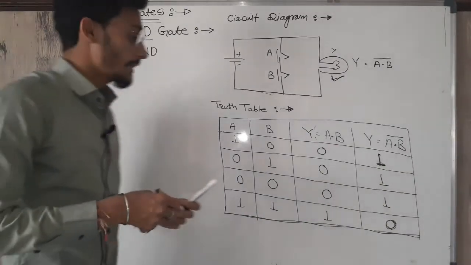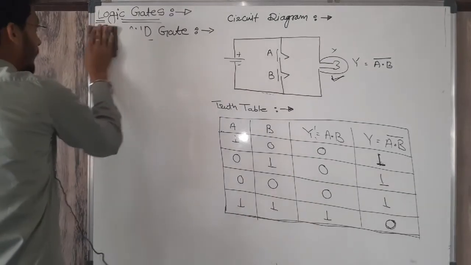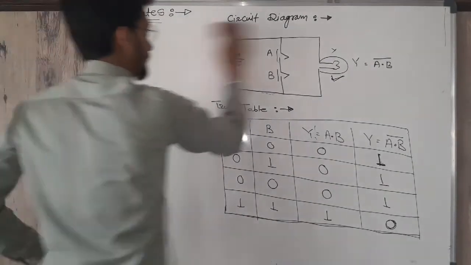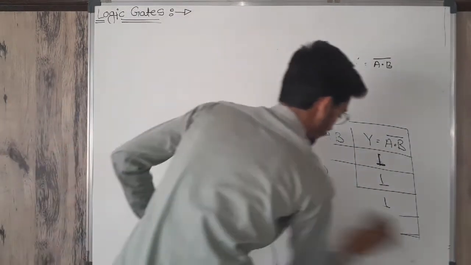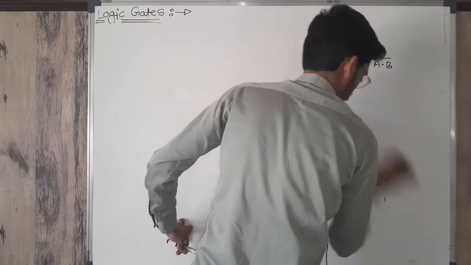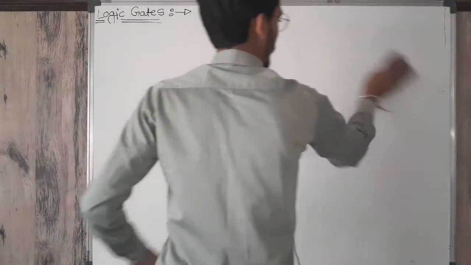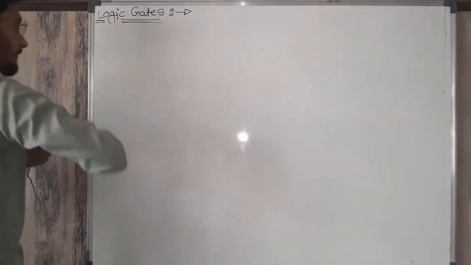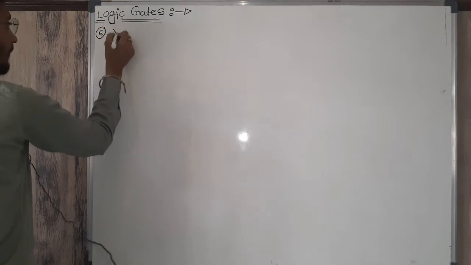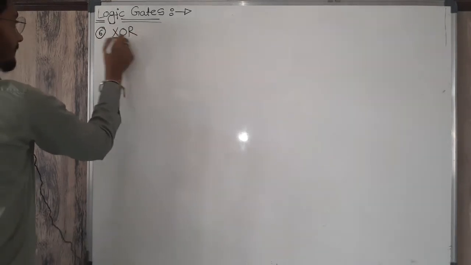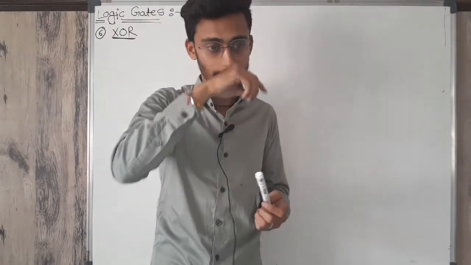And now the last one is the exclusive OR gate, and that is very important for your board exam. So last is the XOR gate, also known as the exclusive OR gate. Okay, so what is a XOR or exclusive OR gate? So what is a XOR gate and how is it represented, right?